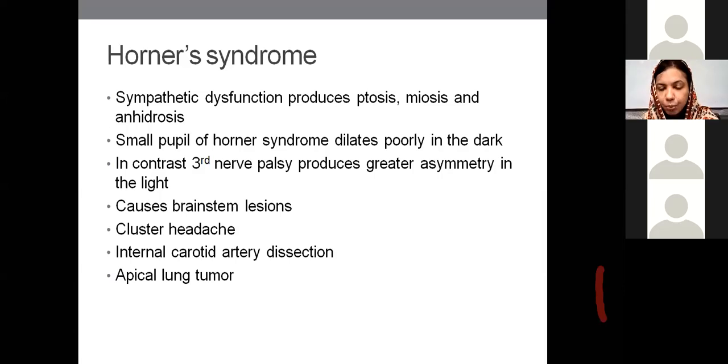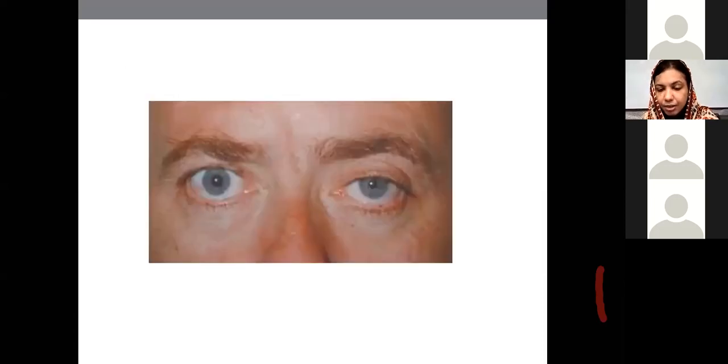Kya causes hote hain? Causes include the brainstem lesions, the cluster headache, internal carotid artery dissection, and apical lung tumors, which is causing the Horner syndrome. This is the Horner syndrome. So here you can appreciate the ptosis and the miosis, right?